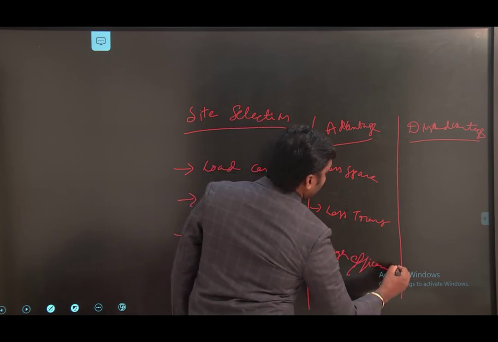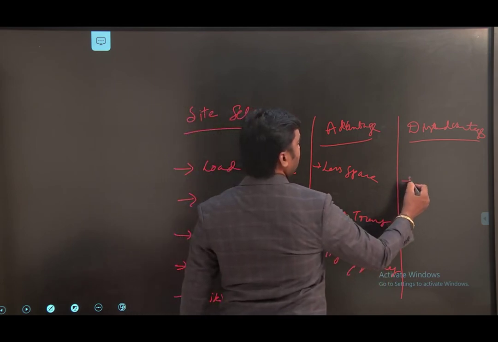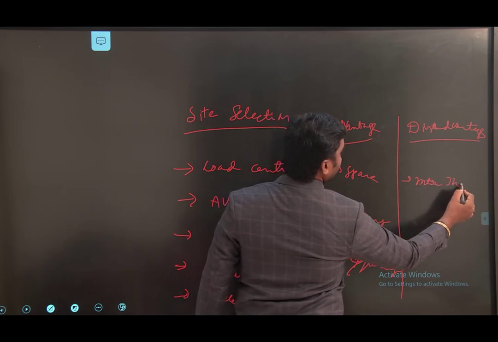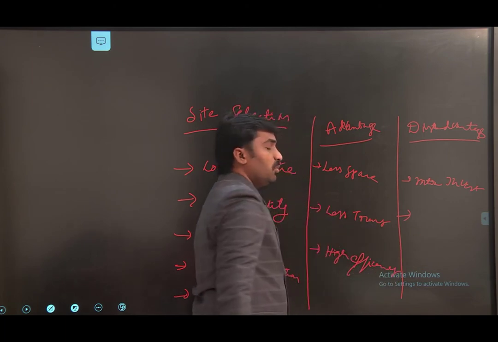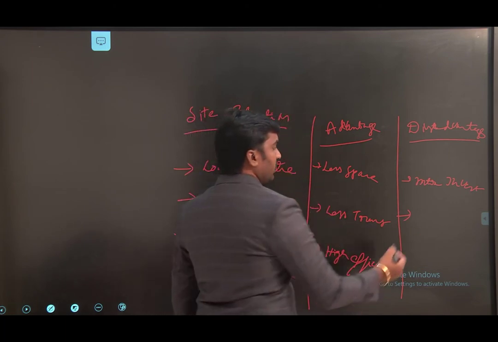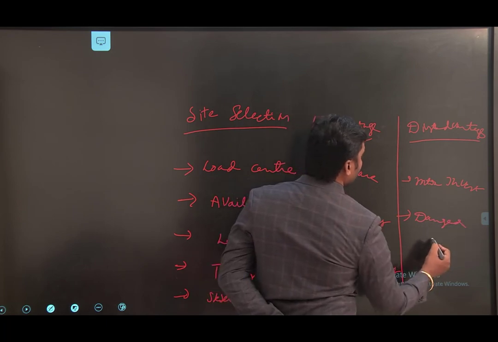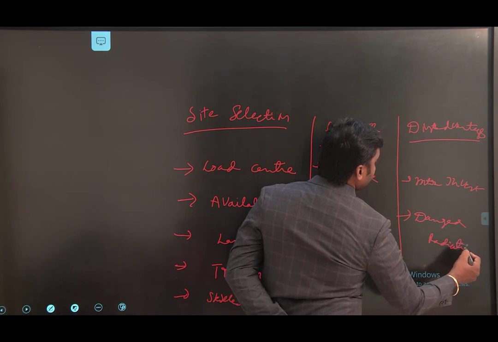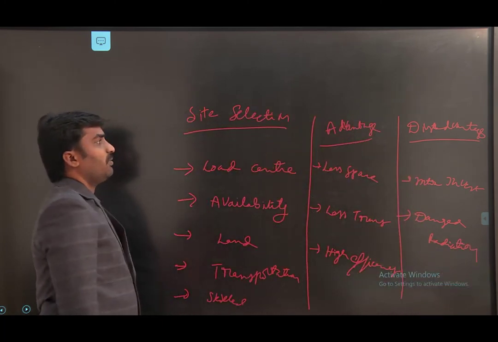At the same time, there are some disadvantages. The initial investment is high. And at the same time, it is more dangerous in the radiation part. Danger of radioactive decay problems, radiations. So these are the main disadvantages of nuclear power stations.